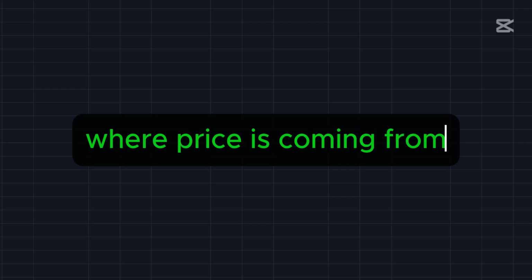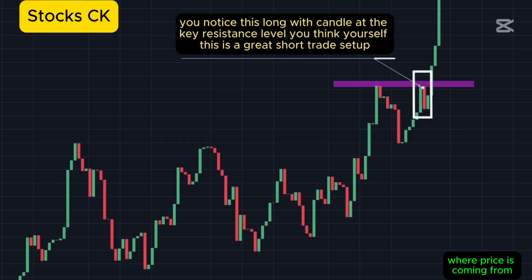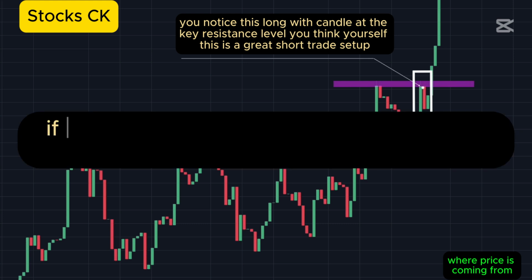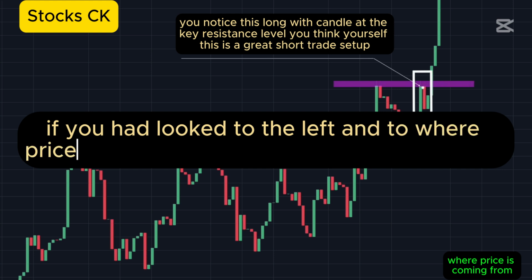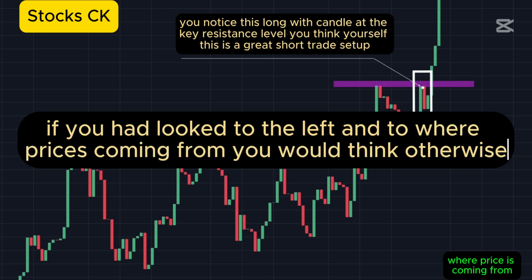So moving on, looking at where price is coming from. So you notice this long wick candle at the key resistance level. You think to yourself this is a great short trade setup, but now if you had looked to the left and to where price is coming from, you would think otherwise.